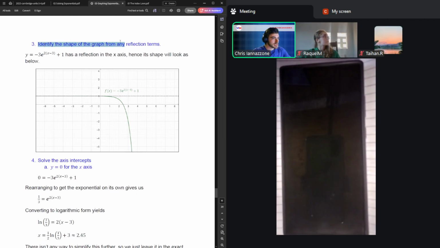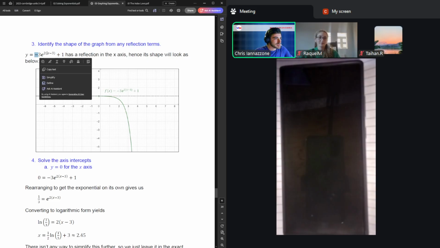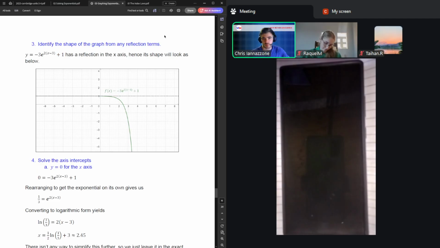Next up, we're going to be identifying the shape by looking for any possible reflection terms. Now, that's going to be any negative signs either on the x or on the y, respectively, but it's also going to be based on what is the base of the exponential, if it's between 0 and 1, or if it's any other number greater than 1.